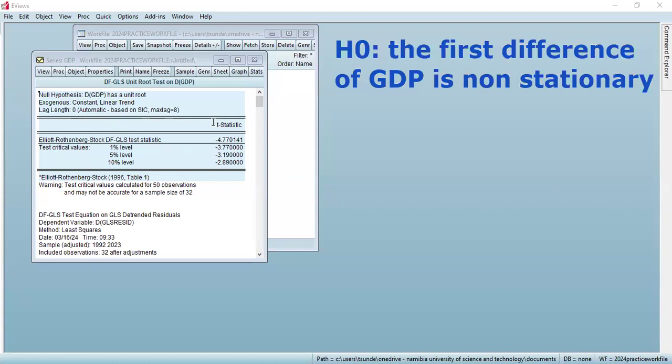Can you please tell me? Sorry, Prof. Sunde. Yes. Well, I understand now, but I just want to verify. Are you correcting yourself this time? Were you making a mistake when you were saying that GDP has a unit root and it is stationary? Are you correcting yourself now? Because I'm hearing something different now.